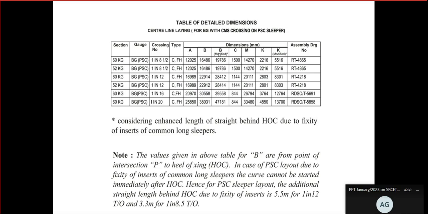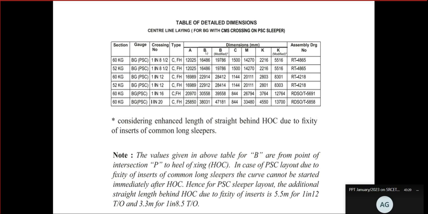B modified means what we need nowadays in case of PSC turnout. We always need some straight portion beyond the points and crossing, so the common sleepers will come into play. So for the purpose of calculation, even though your points and crossing end at the heel of crossing, we are assuming that the side portion is further extended for some distance. So that is why the B value will become slightly more.